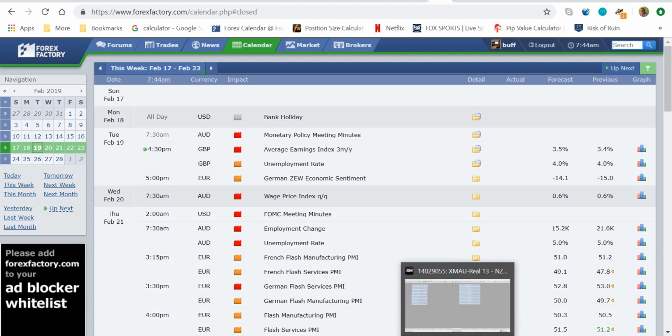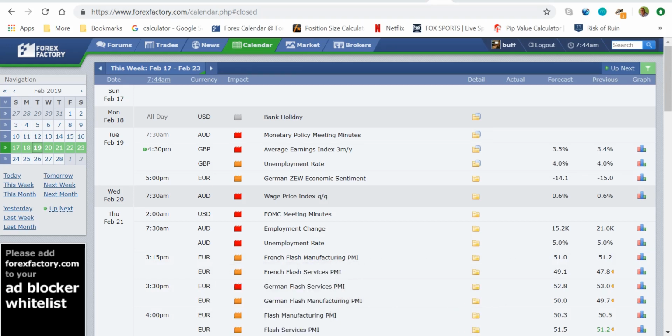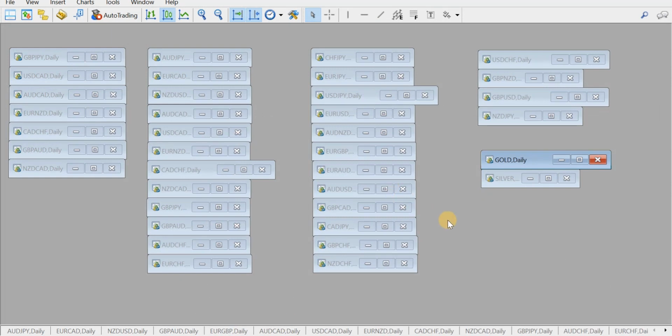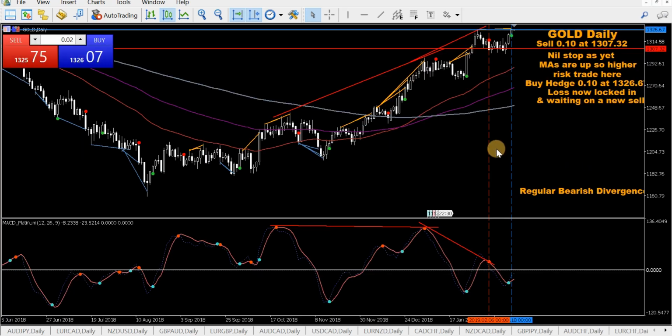So let's have a look at the daily high probability charts. Now this morning, I'm on gold. I am already in a sell from here. You can see my sell price up here. This goes in chronological order. Just move that across a bit so I can read it.